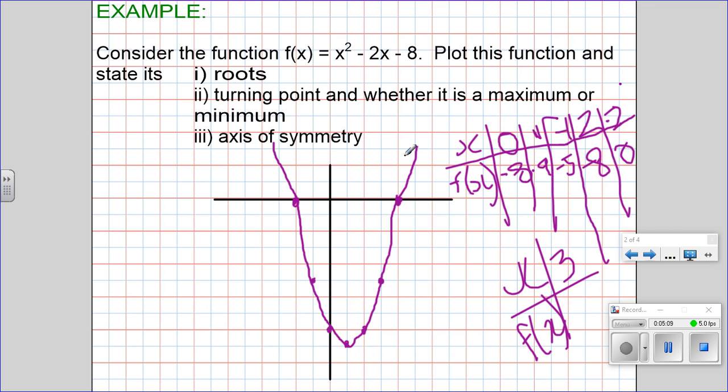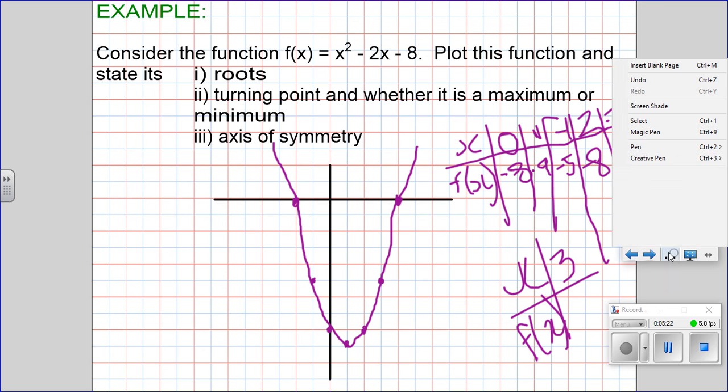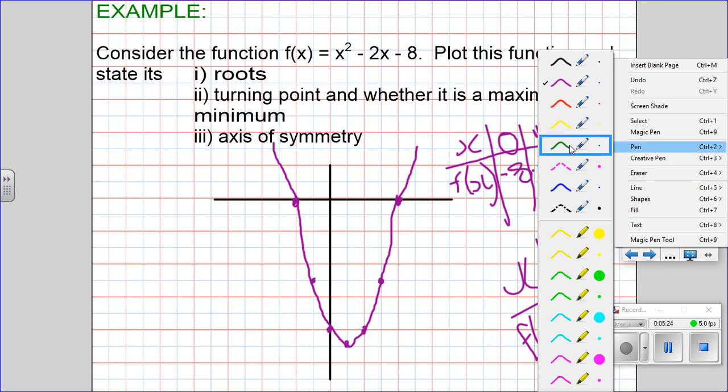And this function is what we call a parabola. Okay, it's a symmetrical shape. It has a turning point and an axis of symmetry. It has roots, and we're going to go through all of those bits now, right? So I'm going to change the colour of my pen. I'm going to go green.